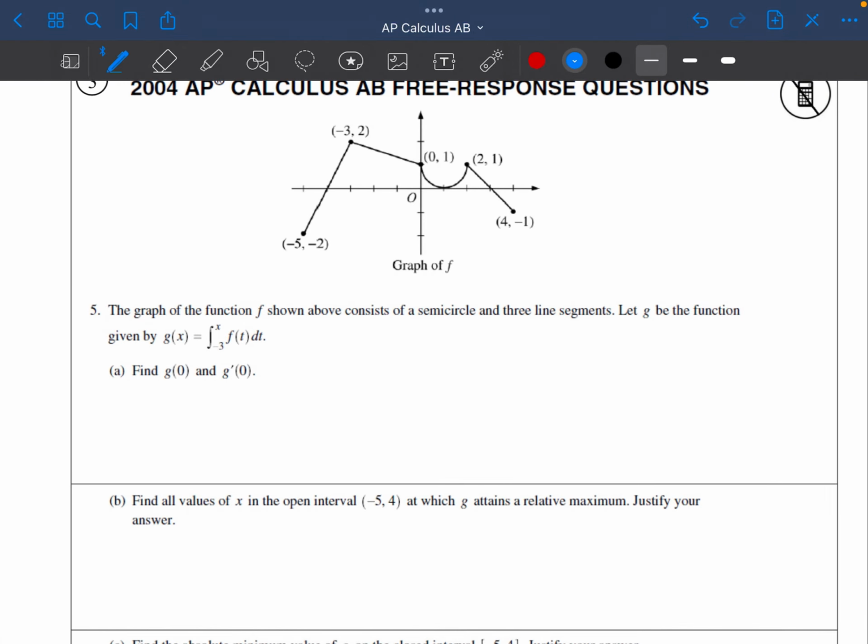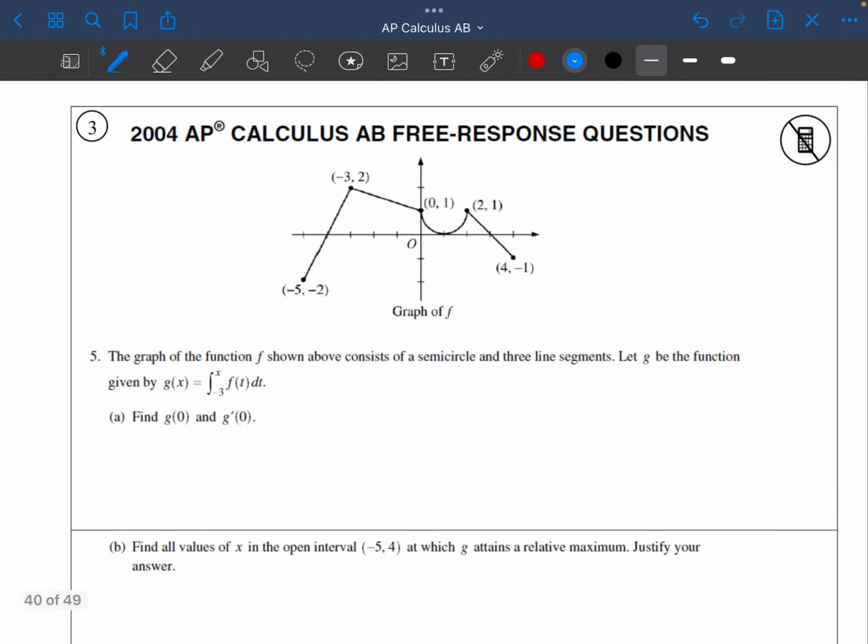And we're on number 3, which is also no calculator. So, all right, just reading our problem. It's nice to know that it is a semicircle. Remember that the definition of a semicircle is exactly half of a circle. It doesn't mean some partial circle. And there are line segments. Okay, so this means that we have an accumulation integral. And one thing that we have to worry about is the fact that our accumulation integral starts at -3, which might cause issues. And indeed it does in part A.